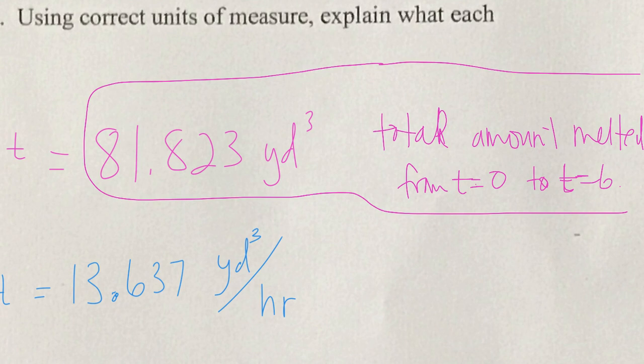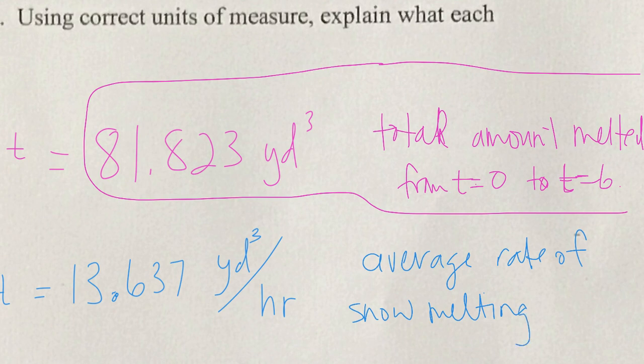Okay, but the second one, when you do the 1/6, now we're talking about the average rate of snow melting. Now we're talking about an average rate, an average value. Whenever we do that 1/6, you take the total amount and divide it by however long the time was, right? We're dividing it by hours. That's giving you a per hour or a per minute or a per second rate. The average rate of snow melting from t equals 0 to t equals 6.